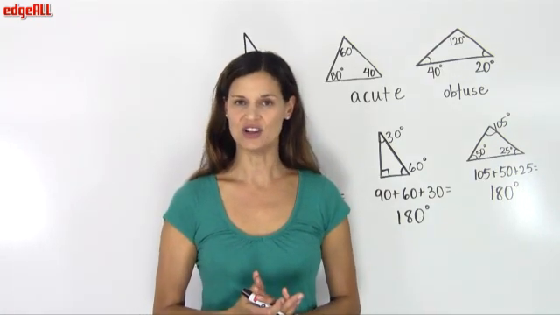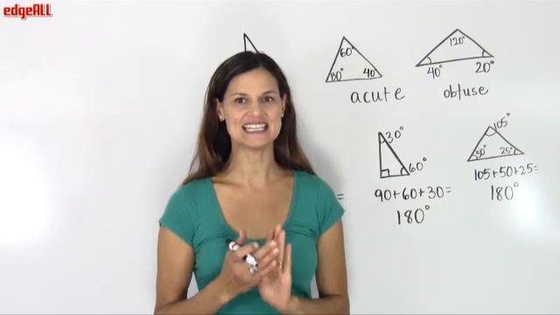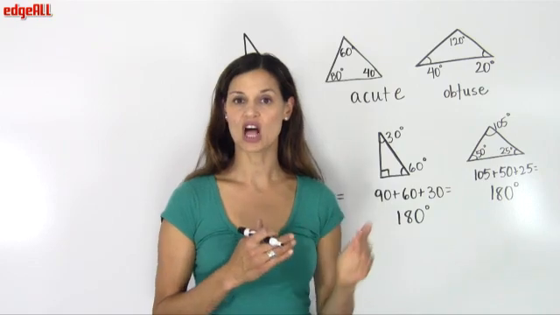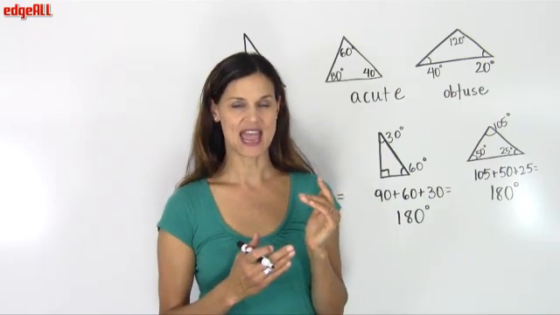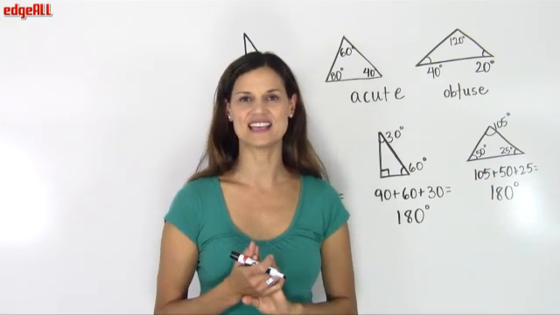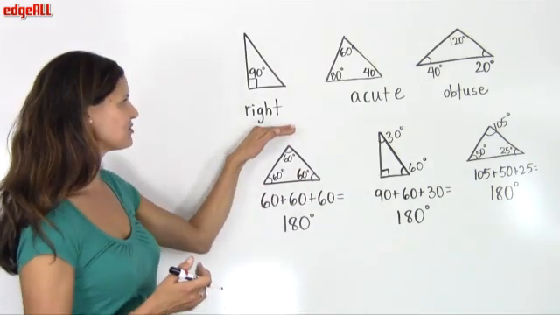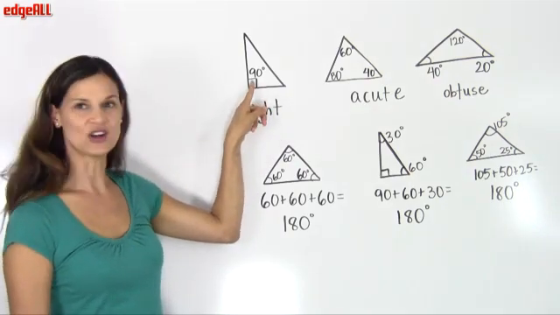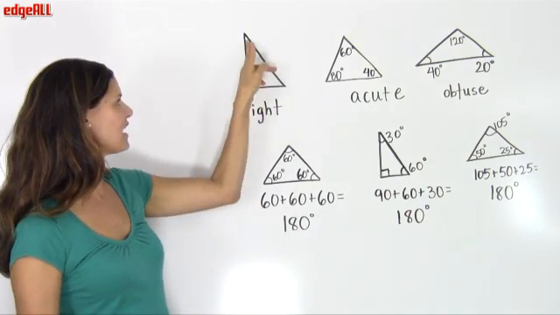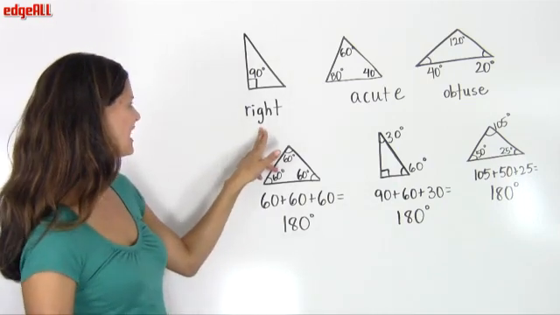A right triangle is a triangle that has one right angle, which is a 90-degree angle. The other two angles of a right triangle will always add up to 90 degrees, and we'll take a closer look at this soon, but remember that all three angles of a triangle will always add up to 180 degrees. So in a right triangle, we have one angle that is exactly the measurement of 90 degrees, and the other two angles will add up to and equal 90, since 90 plus 90 equals 180.